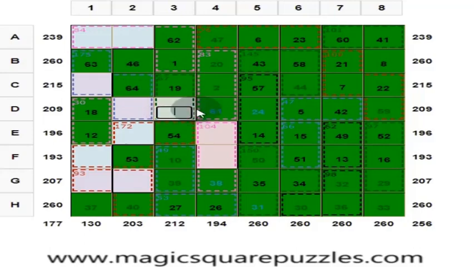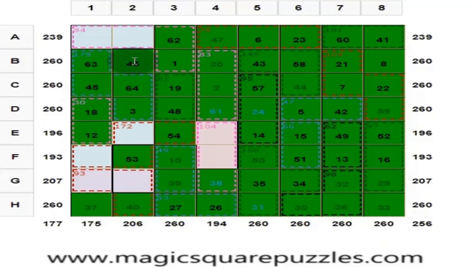Color will change. What is this? 48. Okay. And what is this? Here it is 3. And what is this? This is 45. Okay, this is 45. So what else you can find out? Okay. This is center 2 by 2. This center 2 by 2 is 39 plus 10, 49 plus 53 is equal to 102. Put here 28. Okay. Now what is this?